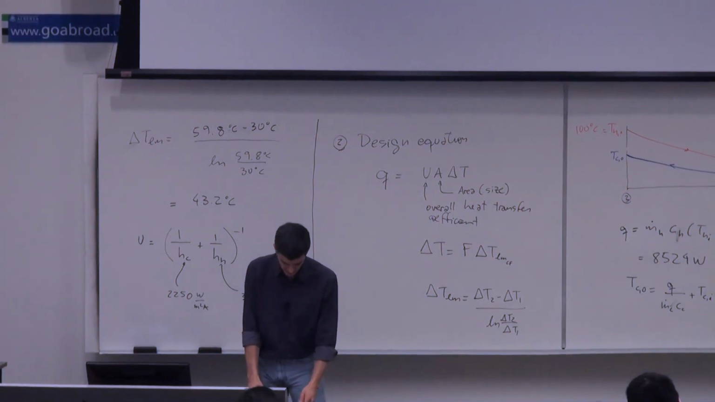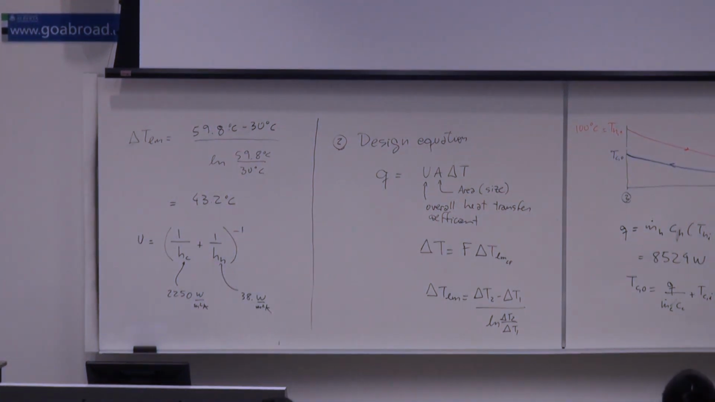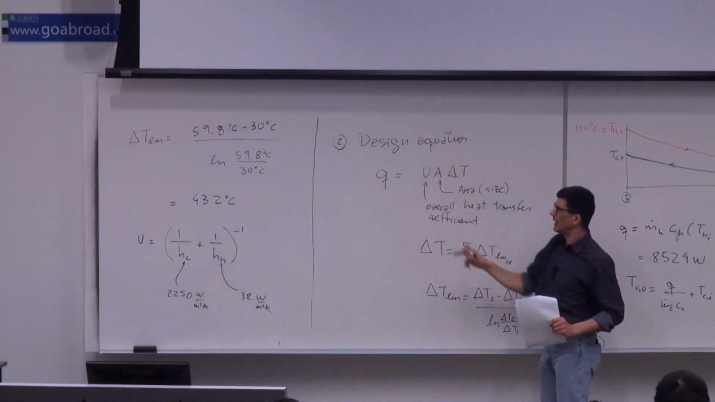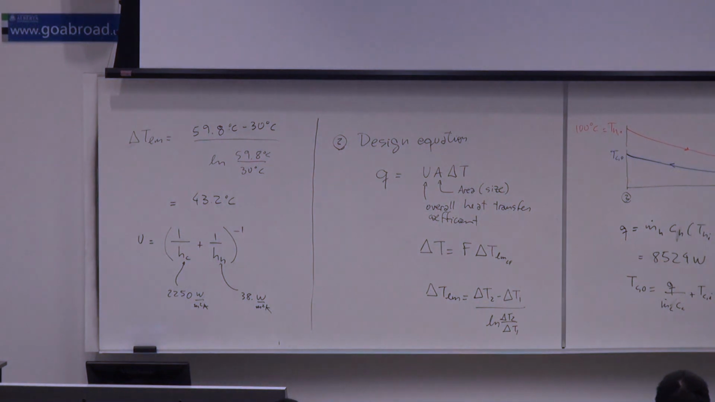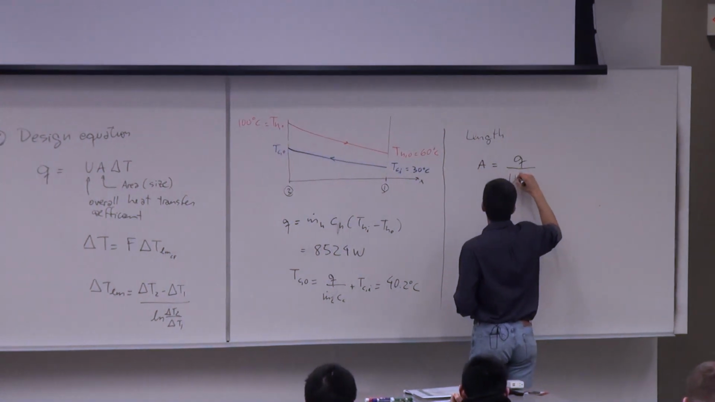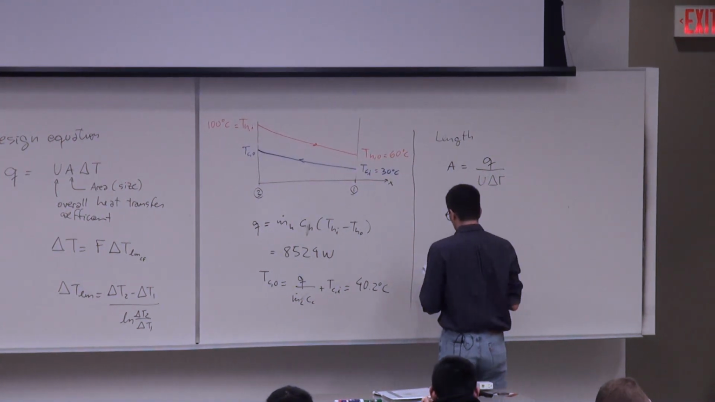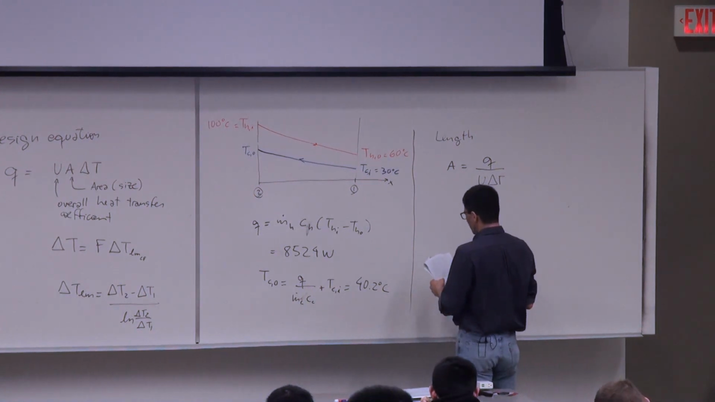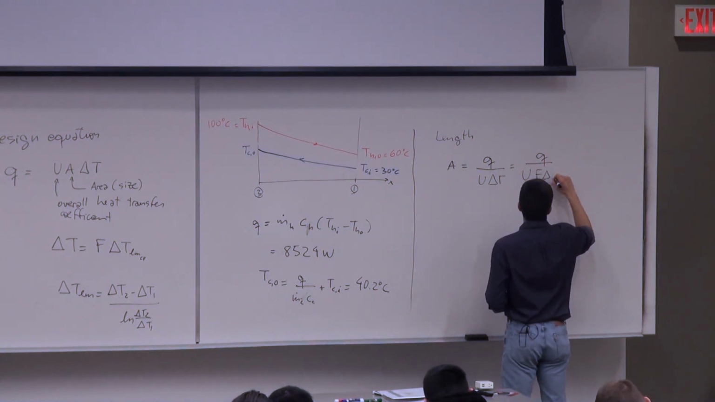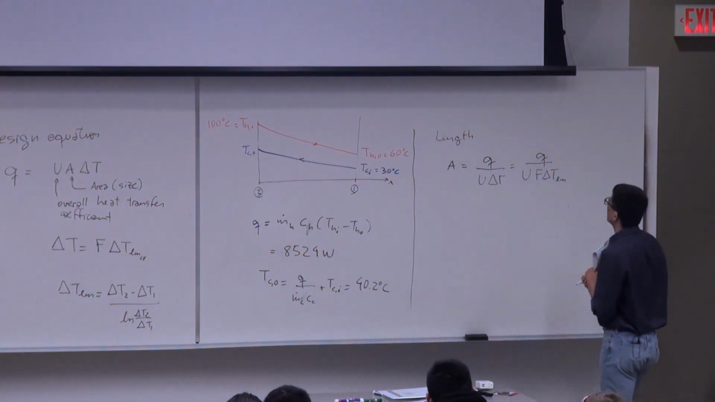How long should it be? Let's see how we calculated the length, right? And sometimes they might ask you, how many tubes should we have, right? And it all comes from this design equation. The design equation that is this one, in reality, is kind of written wrong, because what you want to know is area. You know Q and delta T from something else. So area is Q over U F delta T, which is Q over U F delta T log mean, right?